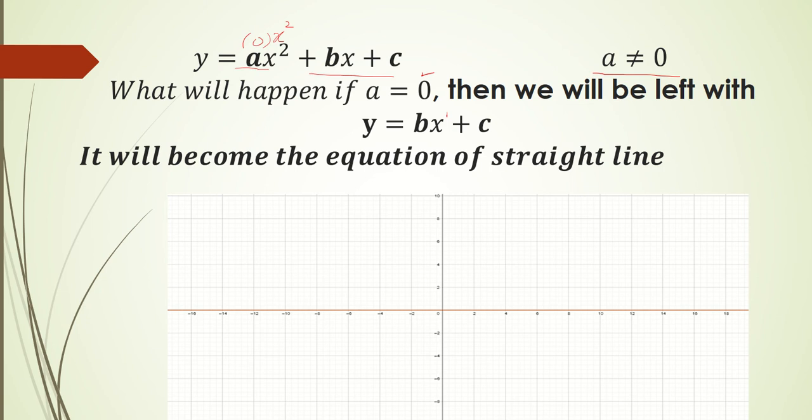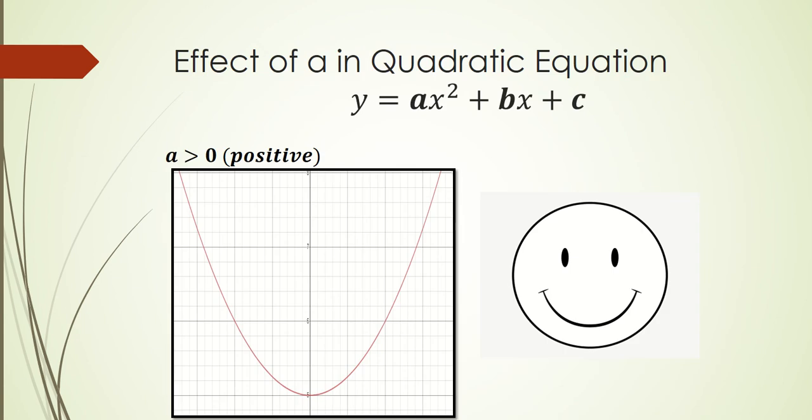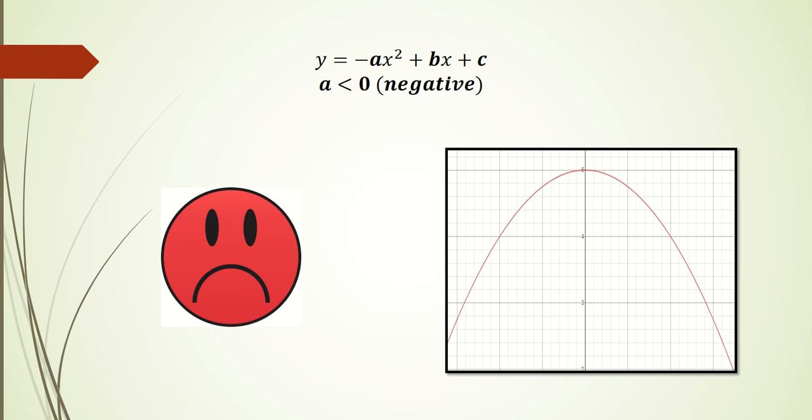So it means if a is not 0, then a will be greater than 0 or less than 0. What will happen if it is greater than 0? If it is greater than 0, it will be a happy face. You can see the curve is opened upward. We can call it a happy face. And if it is less than 0, it opens downward and we can call it a sad face.